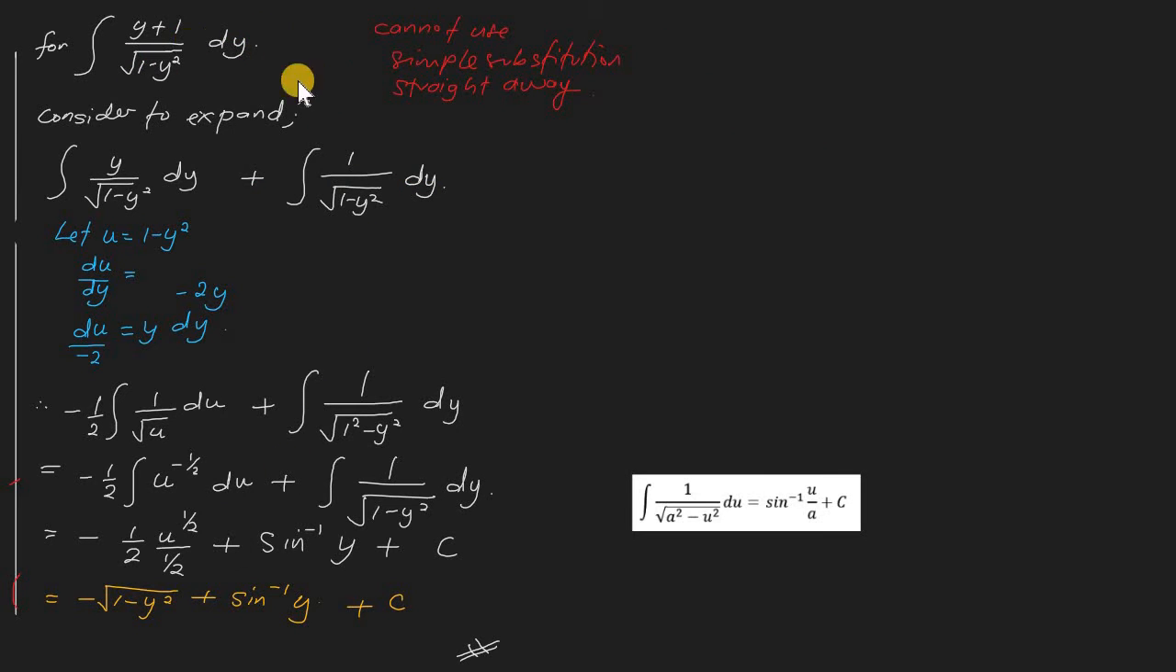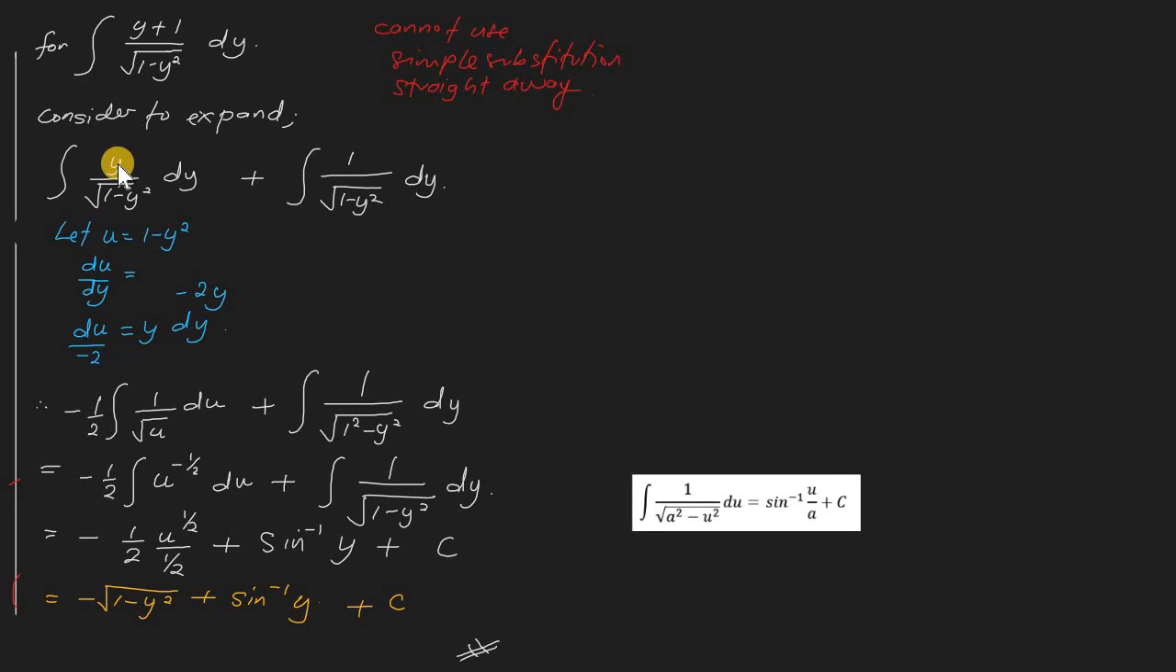So let us compare answers. Here I tried first using a simple substitution straight away, setting u to be 1 minus y squared, but you cannot replace the y in terms of the u, meaning you cannot get rid of the y. So a simple u substitution does not work, meaning you cannot simply use the u substitution straight away, unless you consider expanding. Here we can expand it like this. You have to expand it first, and only then can you do a simple u substitution.